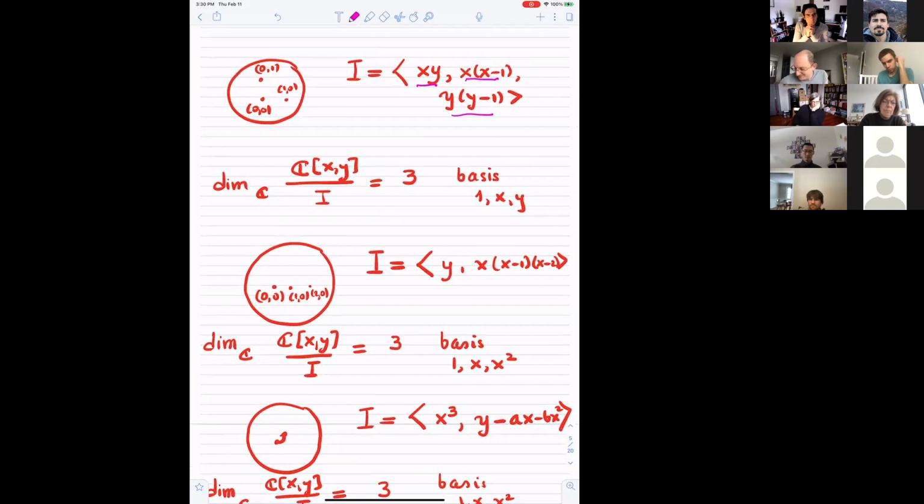Now you see what happens if the points were, for instance, collinear. So let's look at that, right? If I make the points collinear, then you see that the shape of the ideal changes a little bit. Say that I take the points (0, 0), (1, 0), and (2, 0), right? Then you see that y is always 0. So I have y as a generator. And then x has to be 0, 1, or 2. So you can write it as x times (x minus 1) times (x minus 2). I'm not really proving for you that these really generate the ideal, but you can easily convince yourself that they generate the ideal.